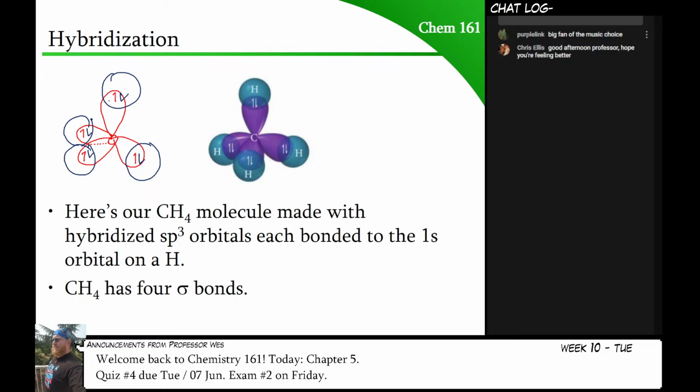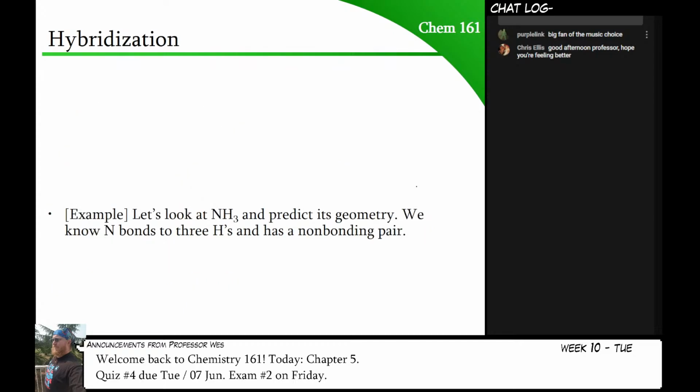Now, because each of these bonds goes through the internuclear axis, so if I draw an axis that connects the nuclei, so I'm drawing straight through the letters because the letters are the nuclei, you'll notice that my electrons are always along the internuclear axis. Therefore, there must be 4 sigma bonds. And there totally are. All right, so hopefully this is starting to come together a little bit.